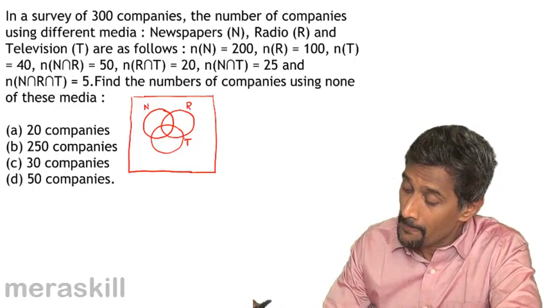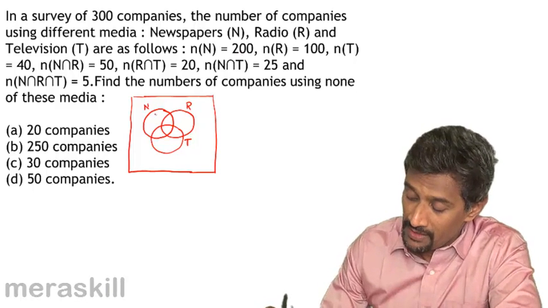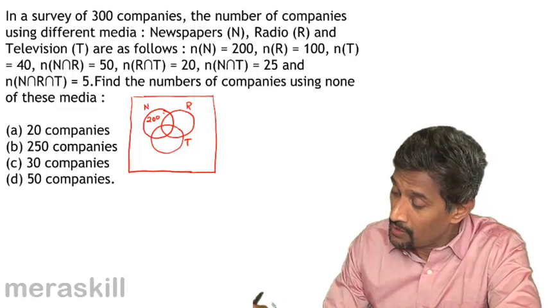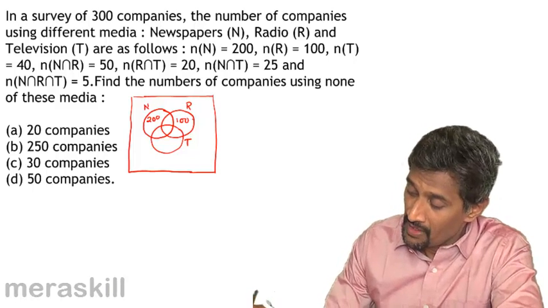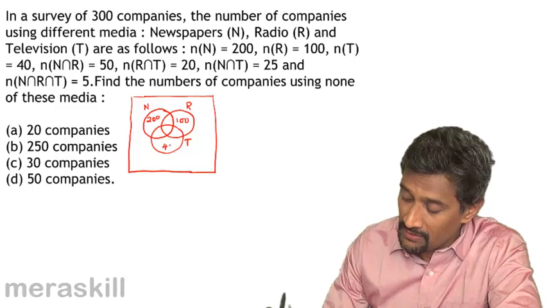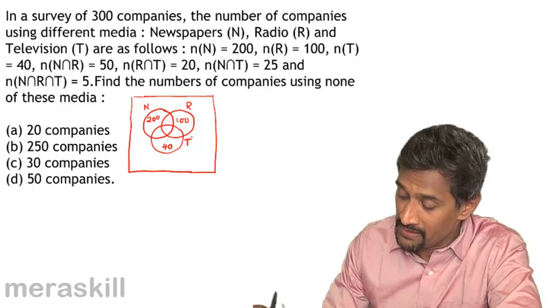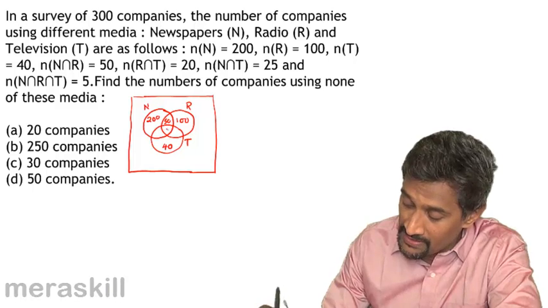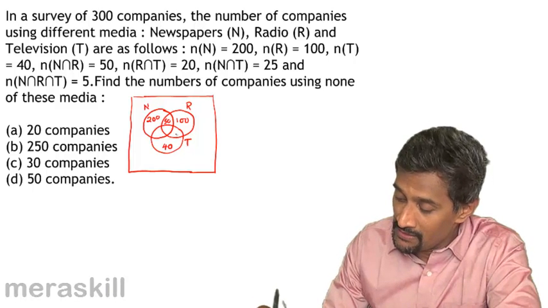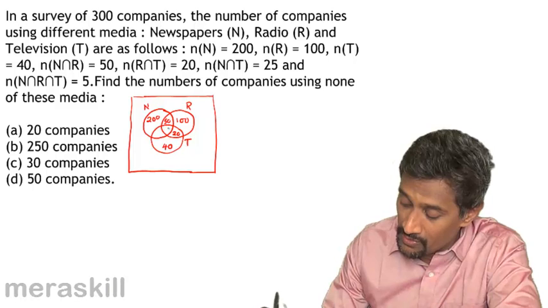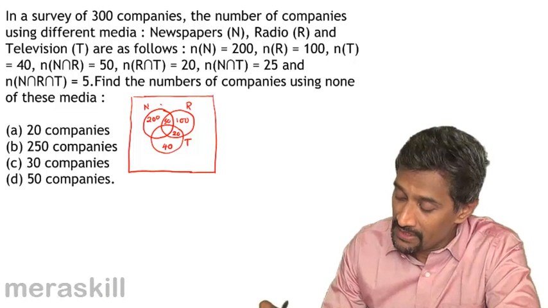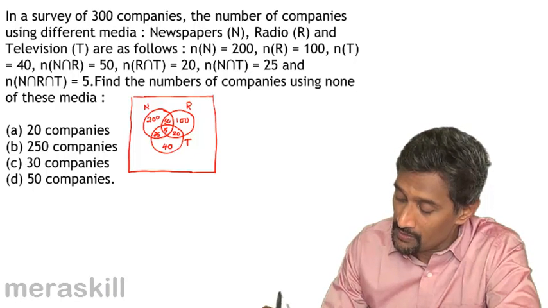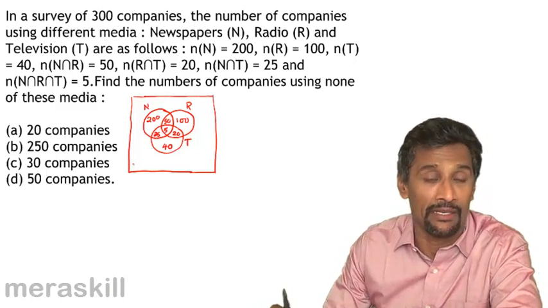Now let's list. So n of N is 200. Then n of R is 100. And n of T is 40. And then n of N intersection R, that is this one, is 50. This also includes what is inside. And n of R intersection T is 20, which also includes this part. n of N intersection T is 25, which also includes this. And whatever is common for all is this. So first, this total is 300.